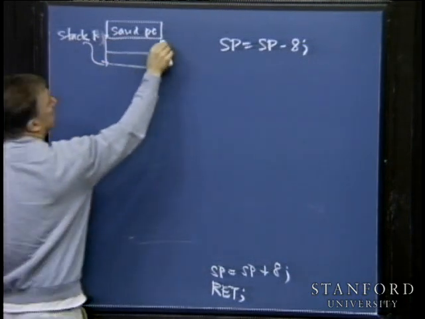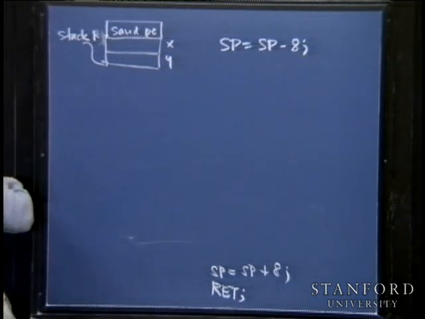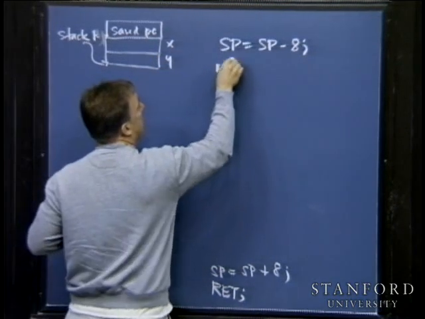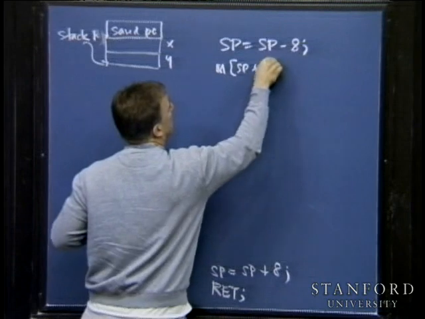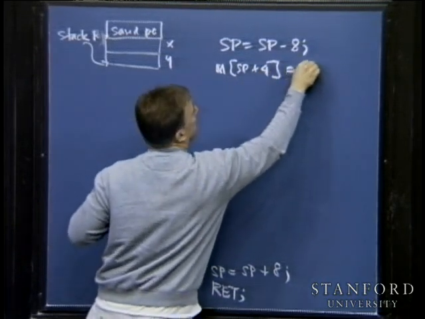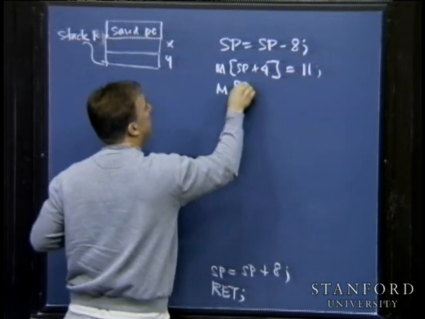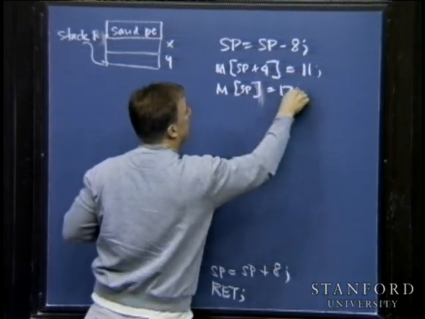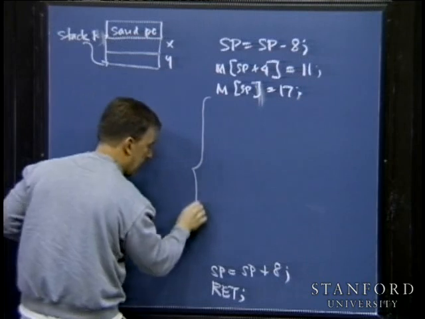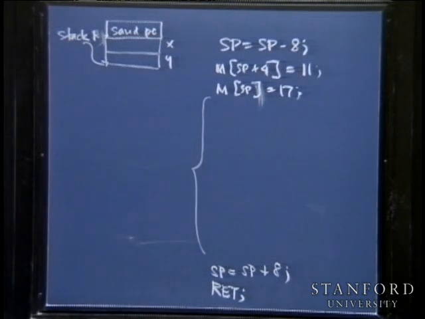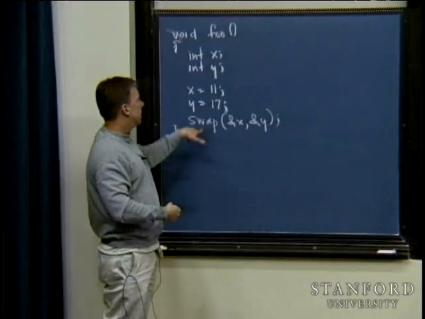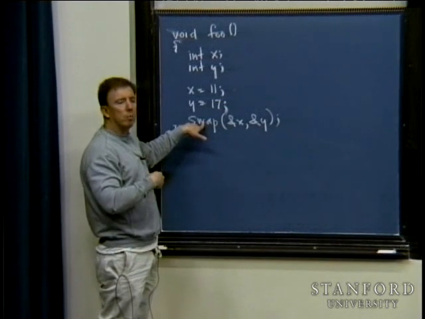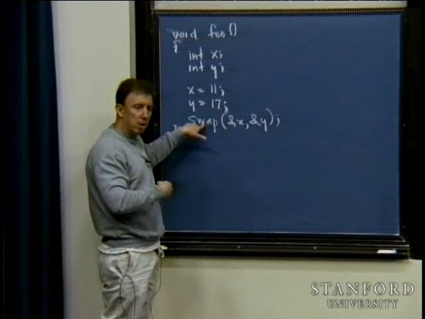X is above Y. So this instruction right there translates to M of SP plus 4 is equal to 11. Then M of SP is equal to 17. And then virtually all of the rest is associated with the work that's necessary to set up a function call and react to its return.